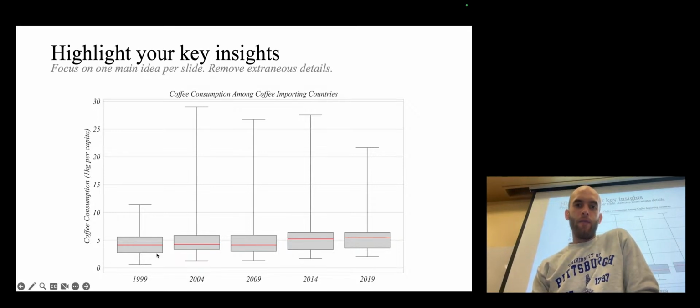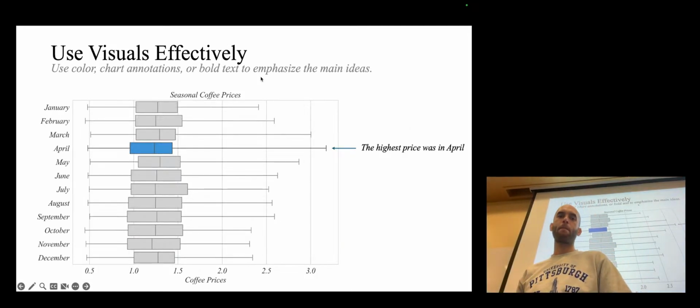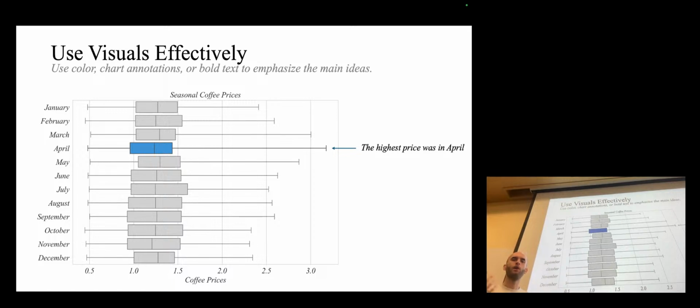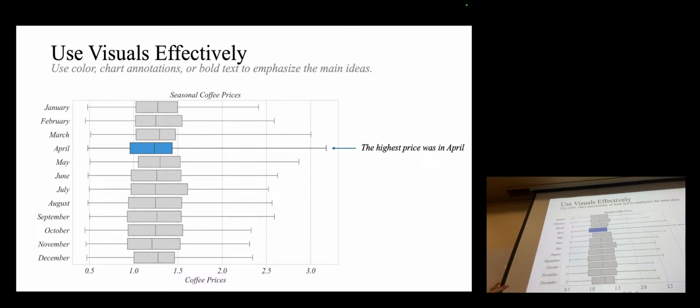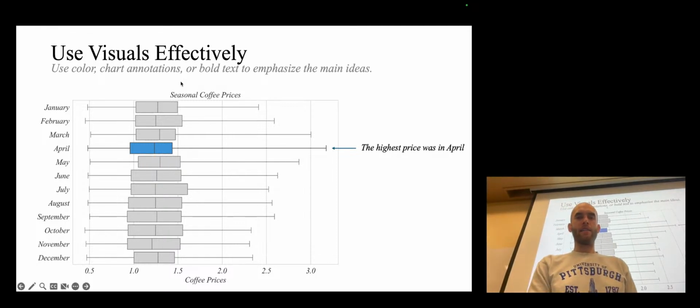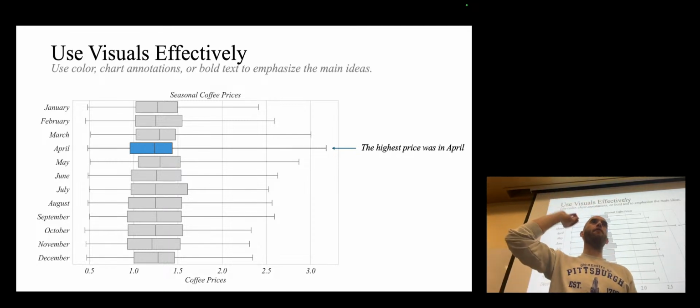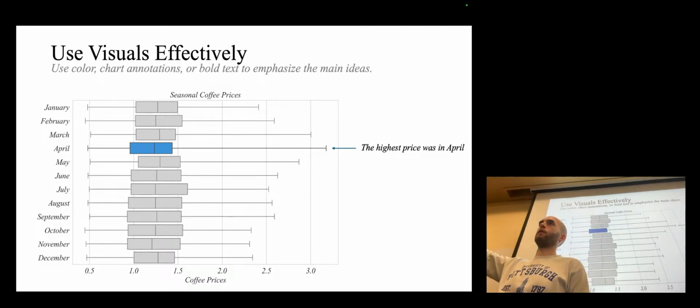So, yeah, highlight the main ideas, remove all the other stuff. And then we have lots of things that we can do with visuals, lots of different ways of modifying them. We could spend weeks on this if we wanted to. We have color. Here I've highlighted April as the highest coffee price. It's the month with the highest price. And so I've highlighted that in blue. So we can use colors as visual indicators of something important. Everything else is grayed out.